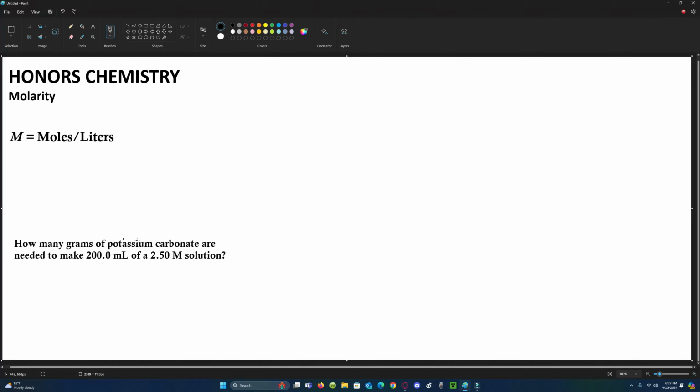So we have how many grams of potassium carbonate are needed to make 200 milliliters of a 2.50 mole solution. So the way you would solve this, well, first of all, notice that this says 200 milliliters, but the equation needs to be in liters. So 200 milliliters is equal to 0.2 liters.